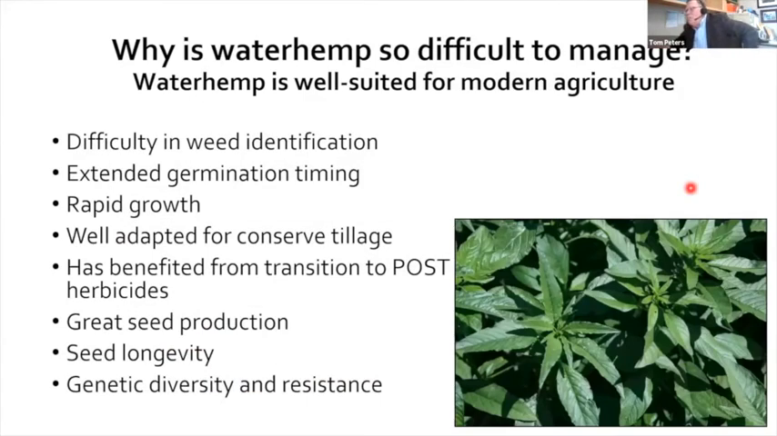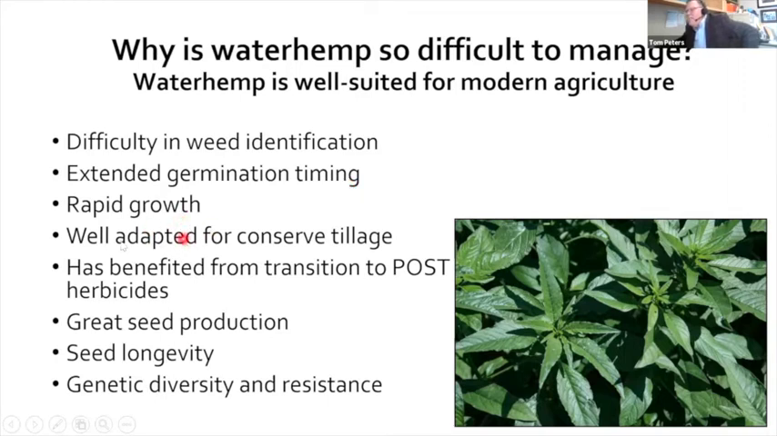So why is this? What has happened in the last 10 years or so to create such a large infestation of water hemp? And I answer that question by saying that water hemp was designed for modern agriculture. It was built to succeed using some of the farming practices that we're using right now. So first of all, it's hard to identify. I would argue that for the first few years, we weren't identifying it properly. I've mentioned this extended germination period. I said May through the month of July, maybe even the first 15 days of August.